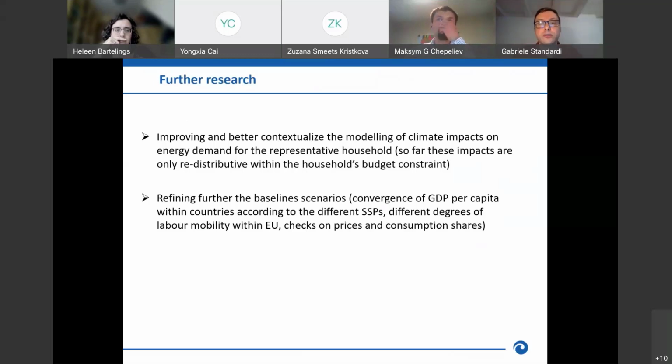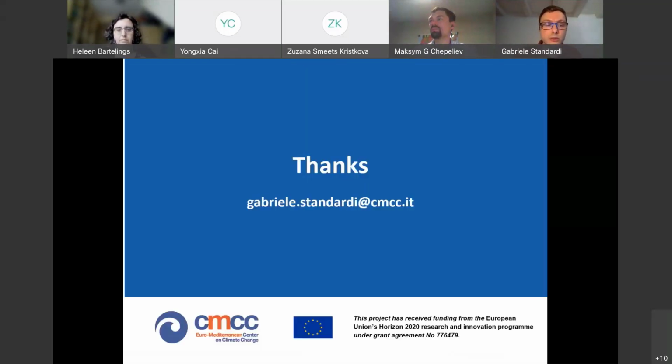And also, of course, but this is true for all kinds of impacts, to further refine the baseline, especially in terms of convergence of GDP per capita within countries, and also to assume different degrees of labor mobility within the EU. And of course, perform many checks on consumption shares and prices. And I think that's it. Thank you.